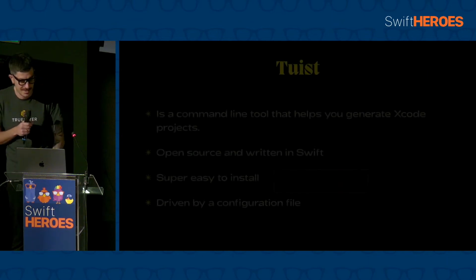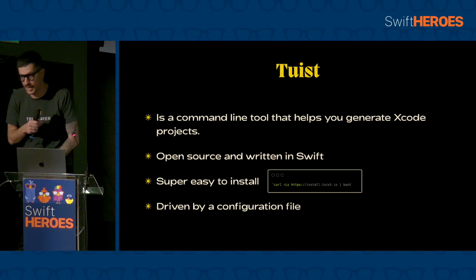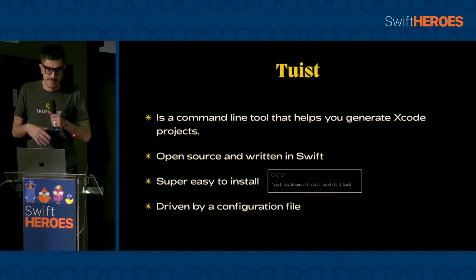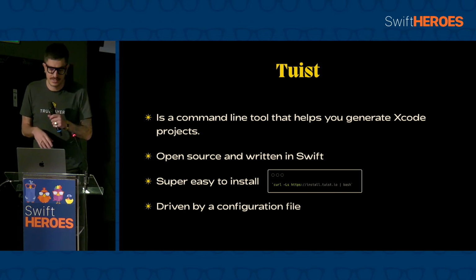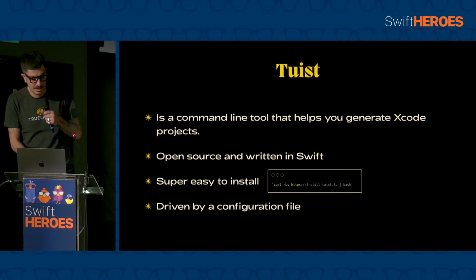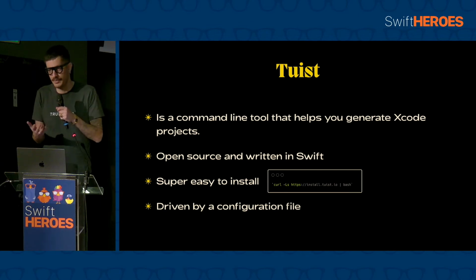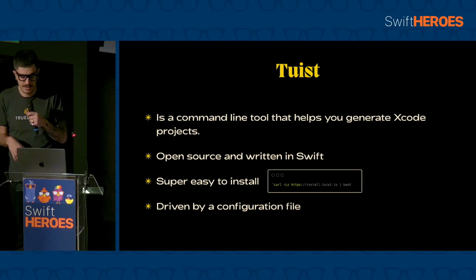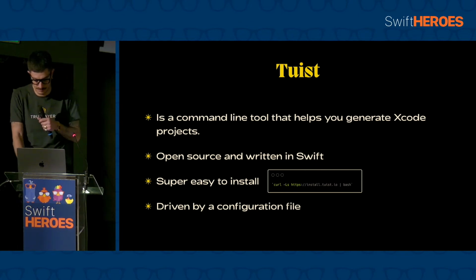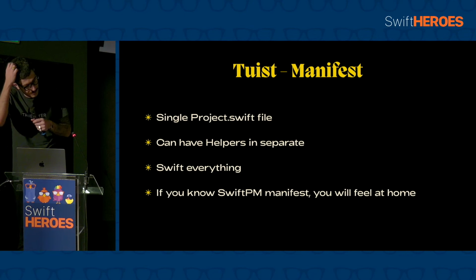Basically, what Tuist is, again, it's a command line tool that helps you generate your Xcode project on demand. It's open source and fully written in Swift, super easy to install. You just run this. And again, it's driven by a manifest that you can add everything you need into and you're good to go. So let's start by talking about the manifest.